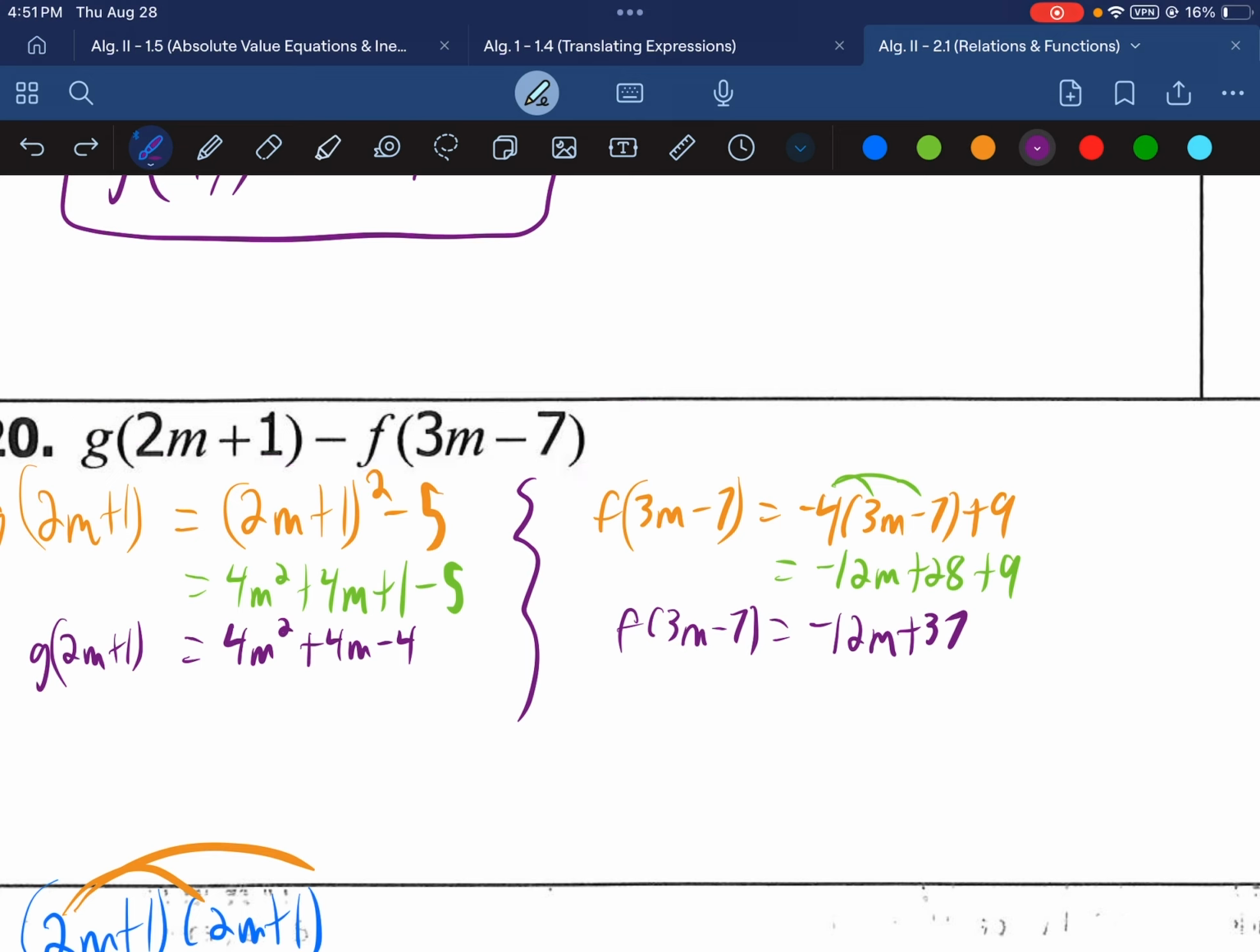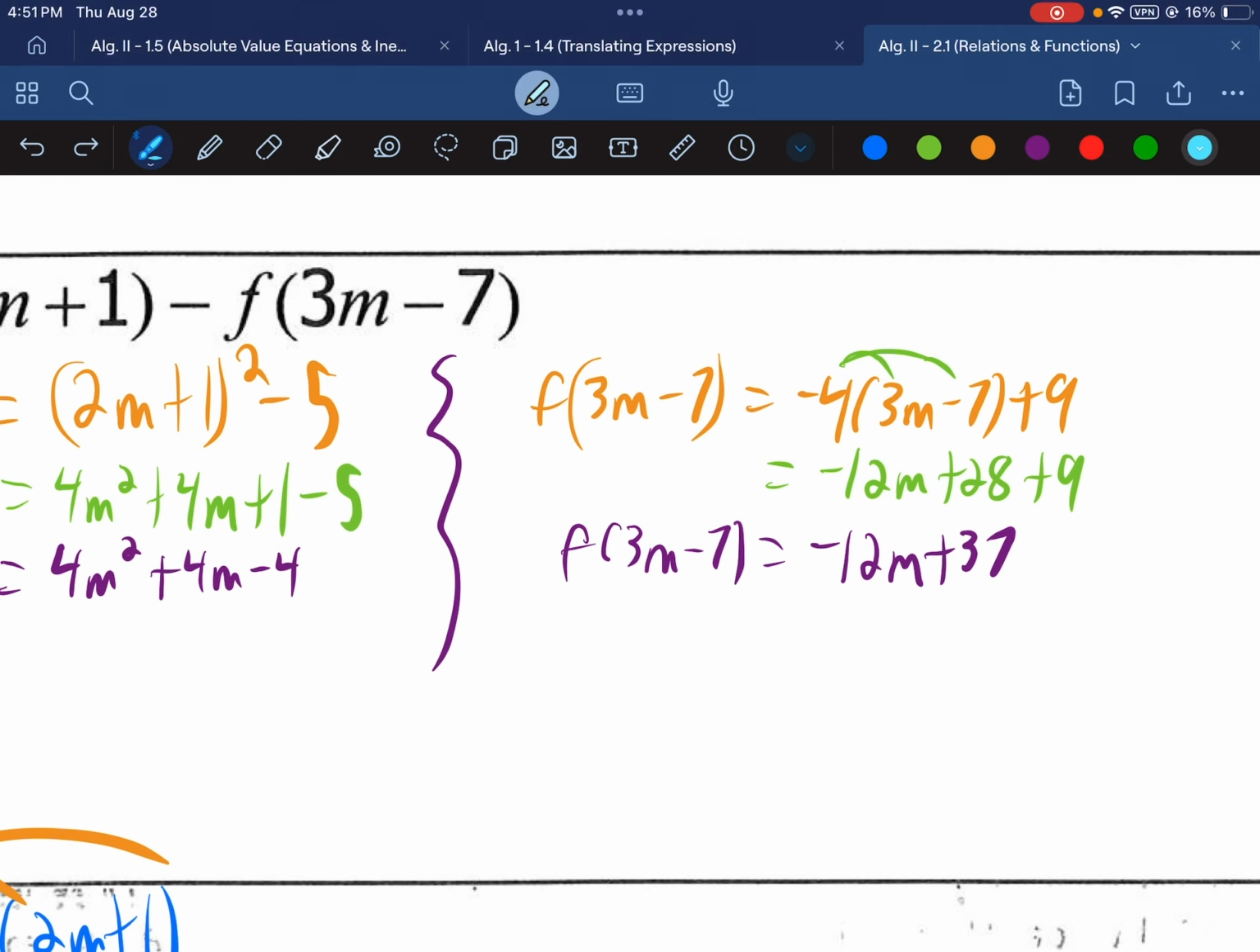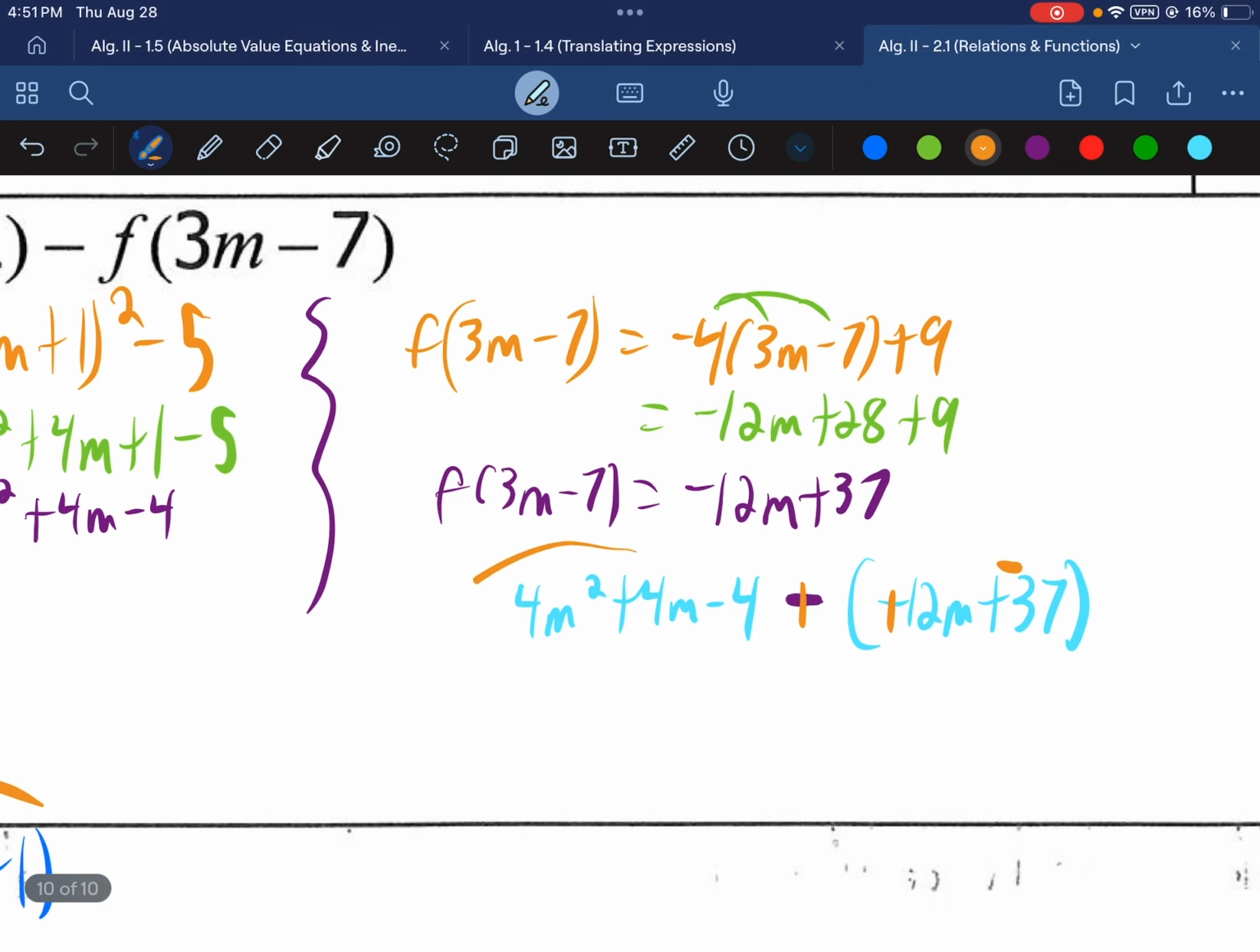So now all of this, we subtract those two results. So we do this minus that over there. So I'm going to do that off to the side as well. And as I do my g part, the g function, that's 4m squared plus 4m minus 4. And then as I subtract, I need to put the second one in parentheses because we're subtracting the whole thing, negative 12m plus 37. The reason why it's important to put that in parentheses is because now as I change this to an addition and I change every sign in the following to the opposite, I get the correct signs. That's a positive 12m, that's a negative 37. And now I look to combine these two.